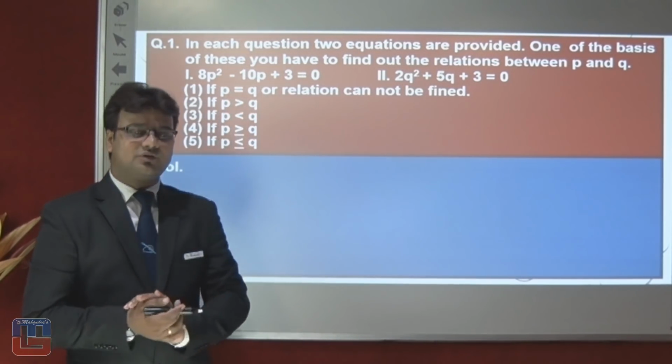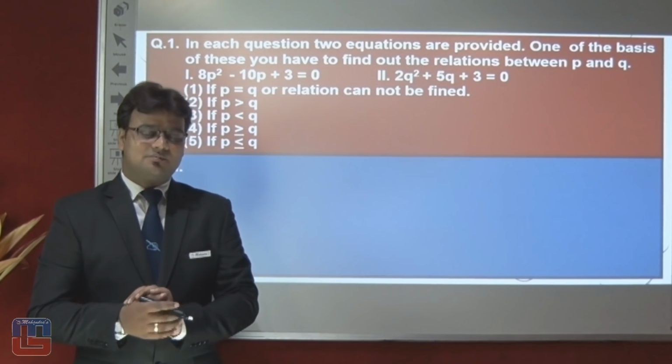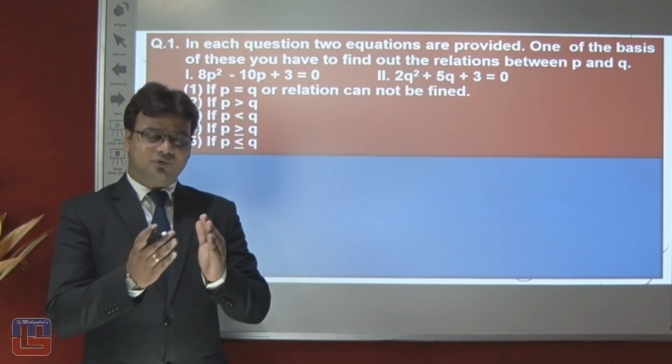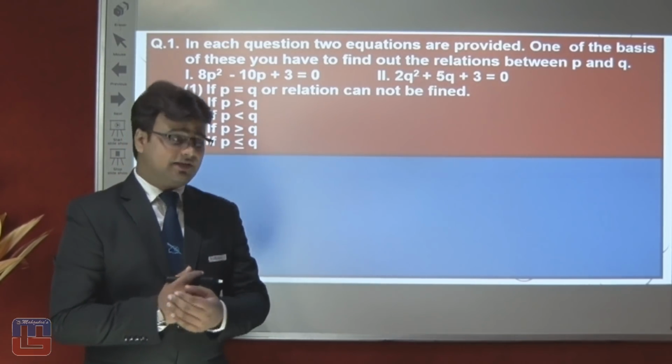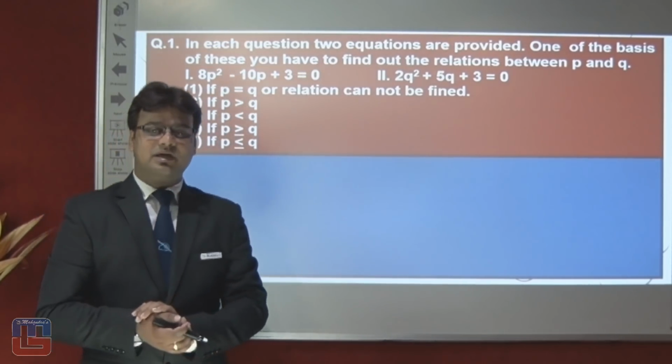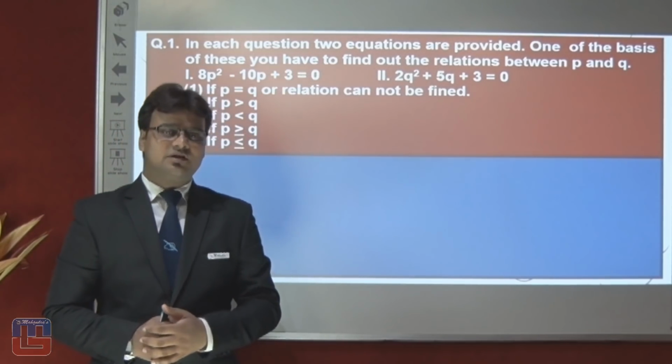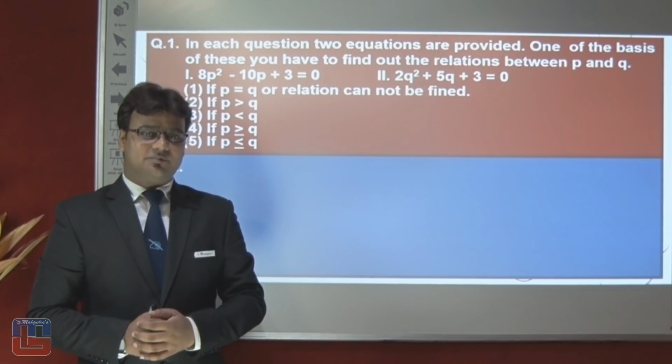See, first both equations may be linear equations or may be quadratic equations. First we solve the equations, then we compare both variables. What is the relation between both variables? Variables are in the form of P and Q. We check what the relation is between P and Q. The first option is P is equal to Q. Our relation cannot be established.